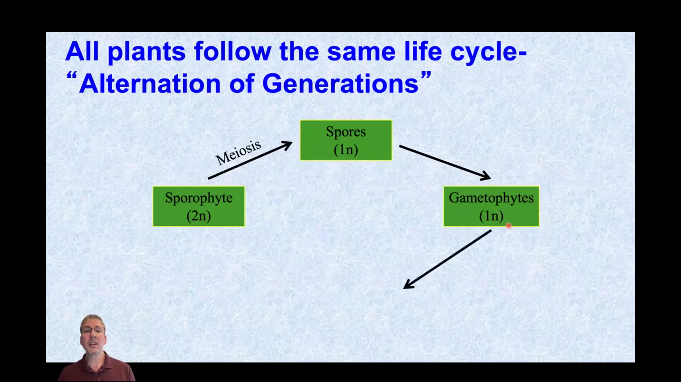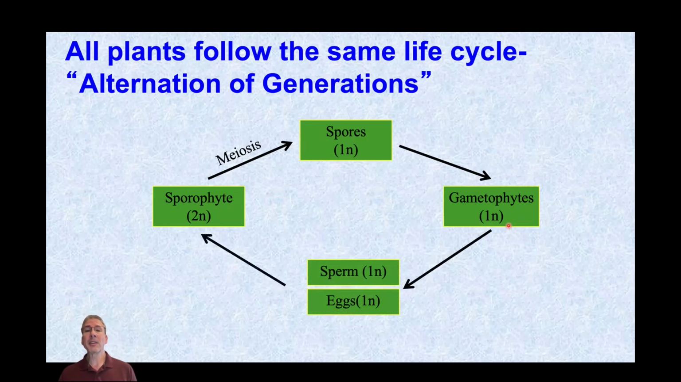Gametophytes, you might guess, are the portion of the life cycle that produce gametes, sperm and eggs. And sperm and eggs, once they're produced, somehow or another they get together, so fertilization takes place. We get a diploid zygote that grows into a diploid embryo. That then grows into a new sporophyte, thus completing the life cycle.